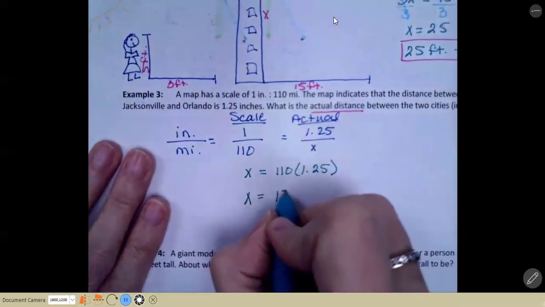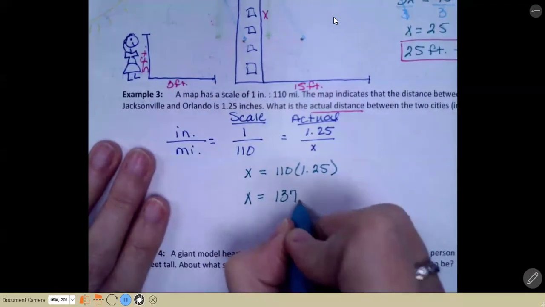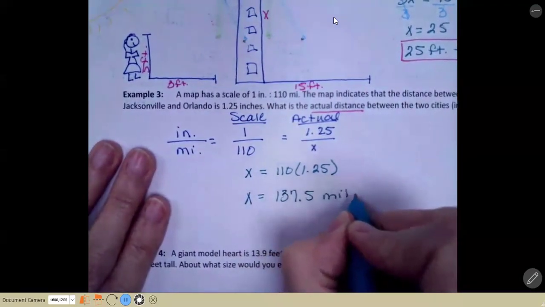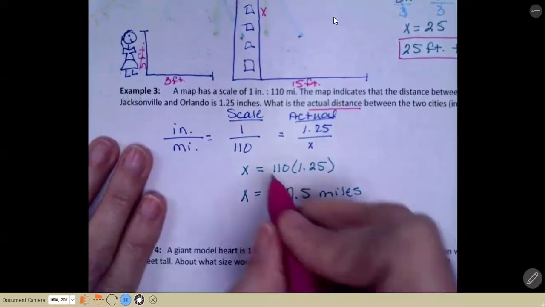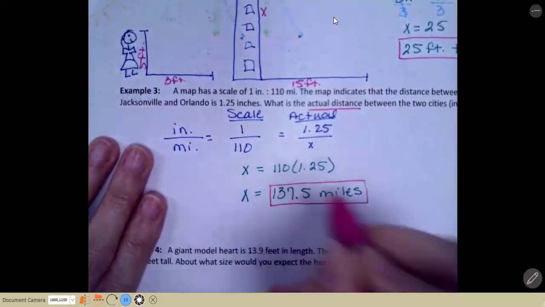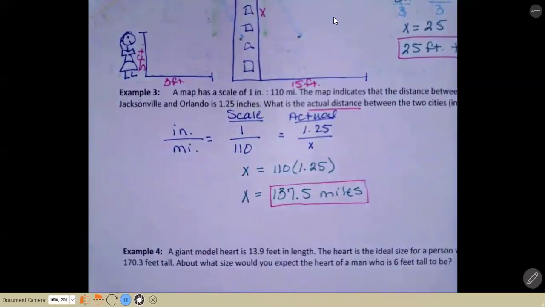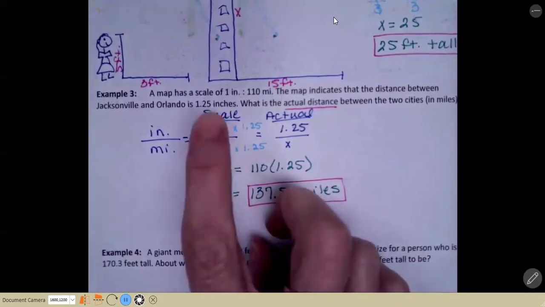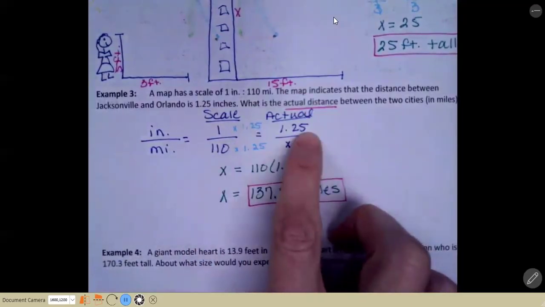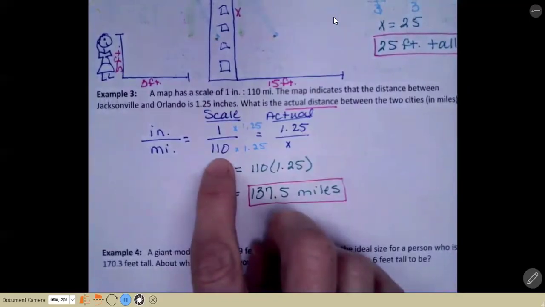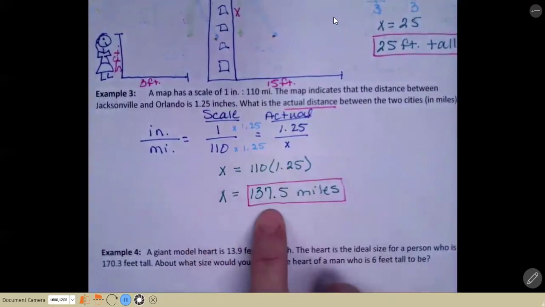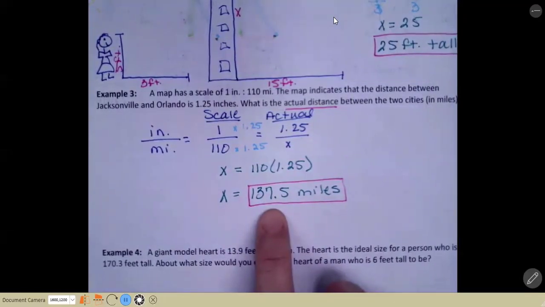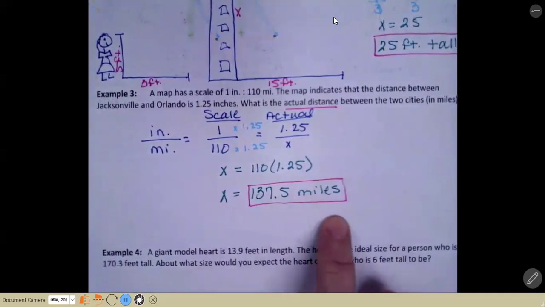And then when you're done, check your answer. The other way that you could solve this is you know that 1 times 1.25 equals 1.25, then you can multiply 110 by 1.25 and you'll get the same answer. Okay? And this is the way I want you to write your answer.